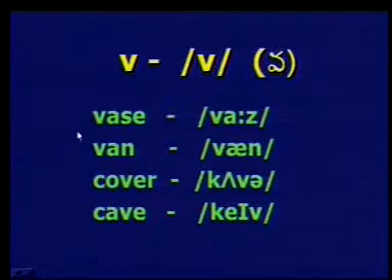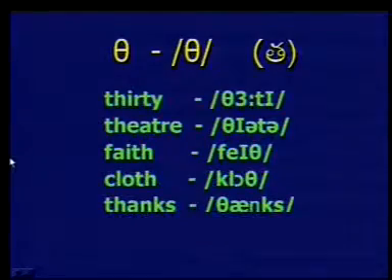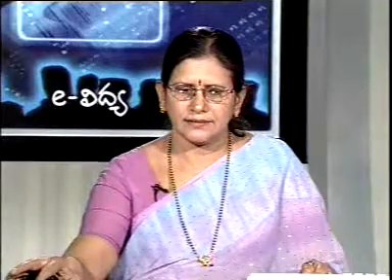And then going to the V sound, V is V, and V is also shown as the same in the phonetic symbol V, which is put in the slant lines. This is corresponding to the Telugu letter Va. Was, when, cover, V in the middle, Q, V in the middle. The next sound that we are going to learn about is Th.